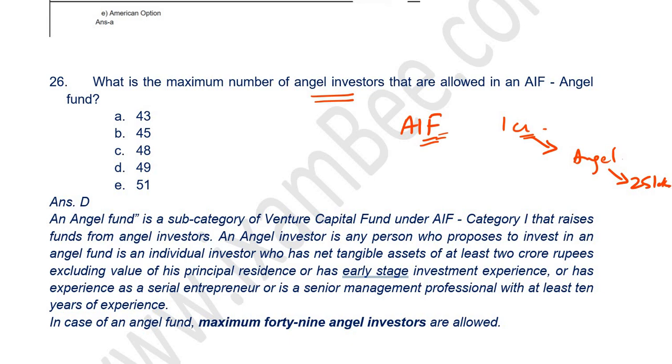So angel funds and AIFs were in the news recently, and maybe that's what prompted this question. For angel investors, what's the maximum number allowed? From the given options, the correct answer is 49. However, there was an increase in this number a long time back, but that number has not been majorly followed. Given the options, the correct answer would be 49.